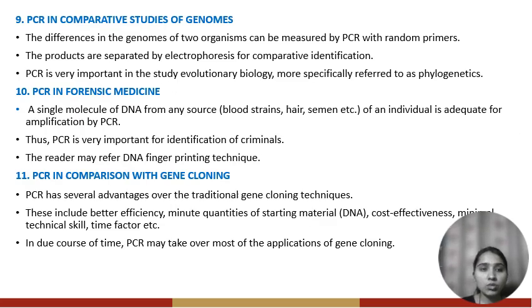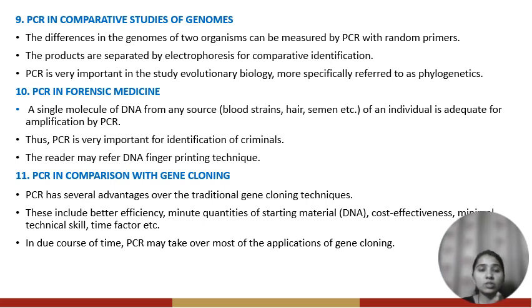In the next use, that is PCR in comparative studies of the genome, PCR nowadays helps in the comparison between two organisms, which can be measured by PCR with a random primer. The products are separated by electrophoresis for comparative identification, and PCR is very important in the study of evolutionary biology, more specifically referred to as phylogenetics.